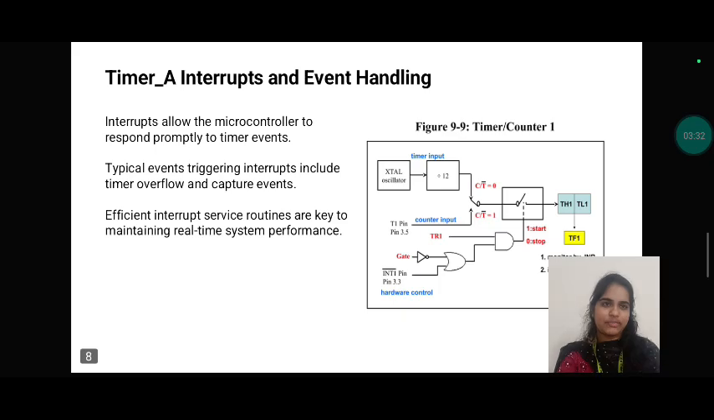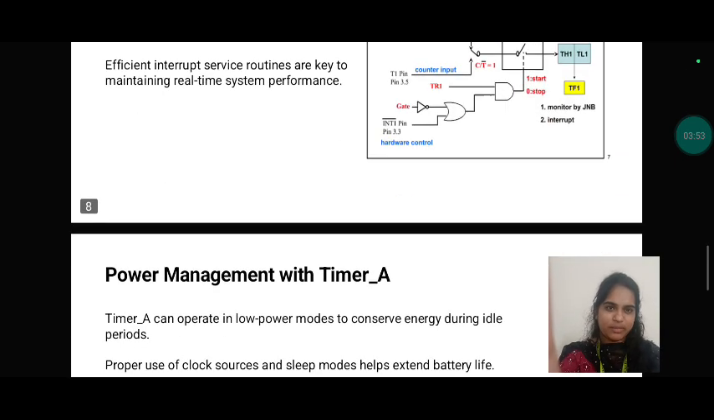Timer A interrupts and interrupt event handling. Interrupts allow microcontrollers to respond promptly to timer events. Typical events triggering interrupts include timer overflow and capture events. An efficient interrupt service routine is key to maintaining real-time system performance.